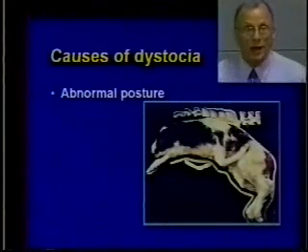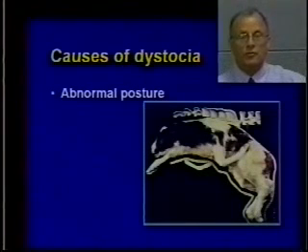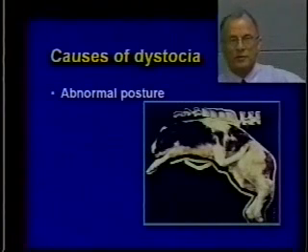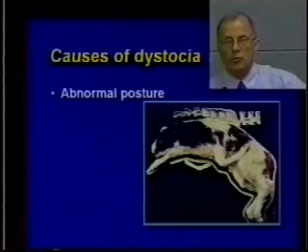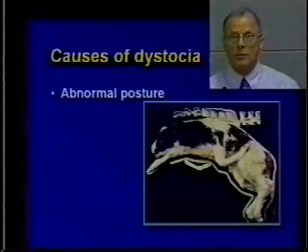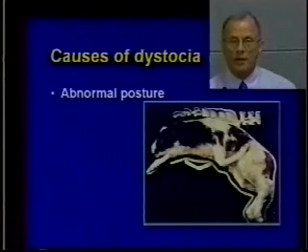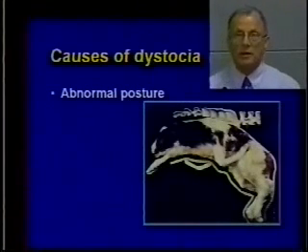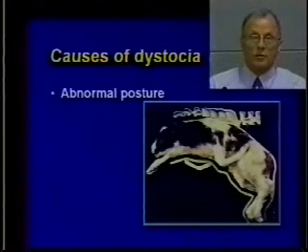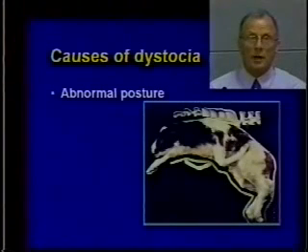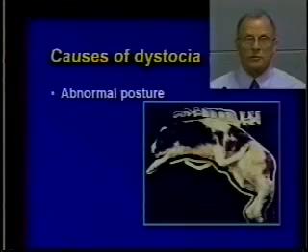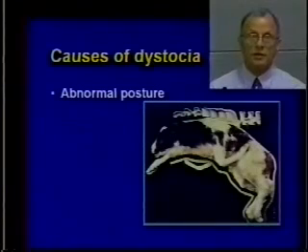Second is abnormal posture. Posture refers to the relationship of the extremities of the fetus, including the head and neck, to the fetus's own body. To be lined up correctly, the limbs should be extended, and so should the head and the neck. If that's not the case, the fetus becomes too large in diameter to come through the birth canal, and this has to be corrected. Correction is usually by repelling the calf, pushing the calf back into the abdomen, and retrieving the leg, in this case the left leg, that is retained at the shoulder.